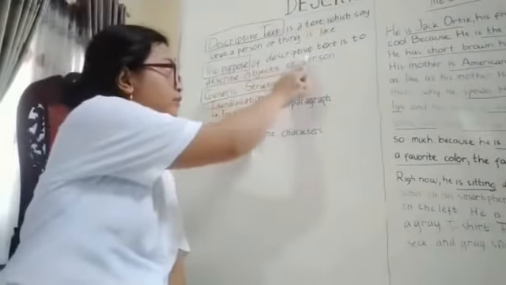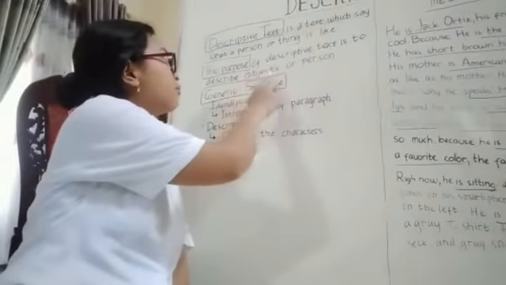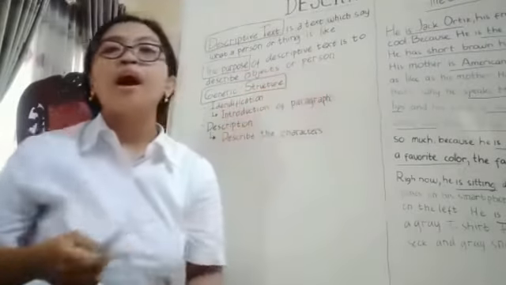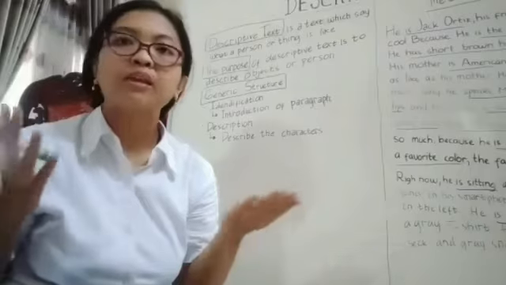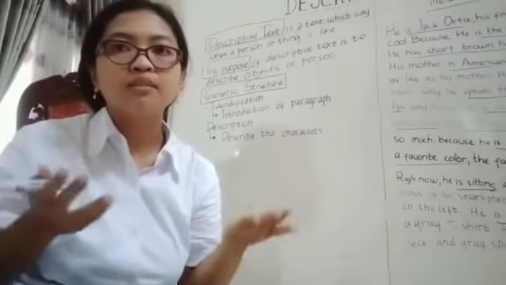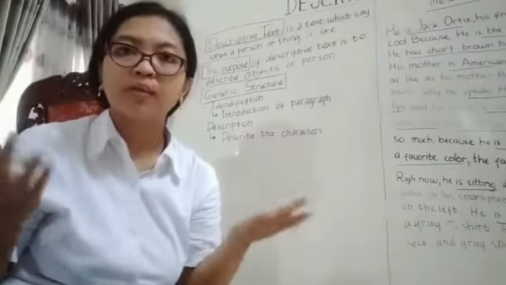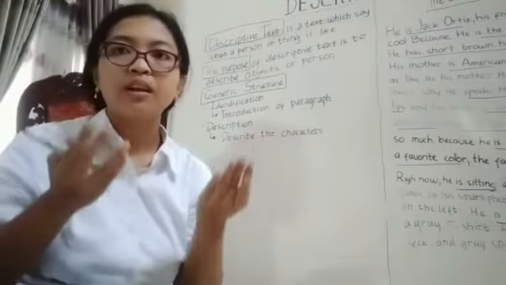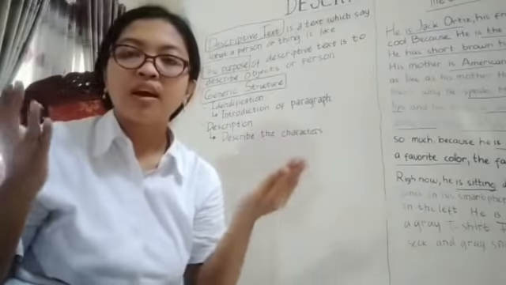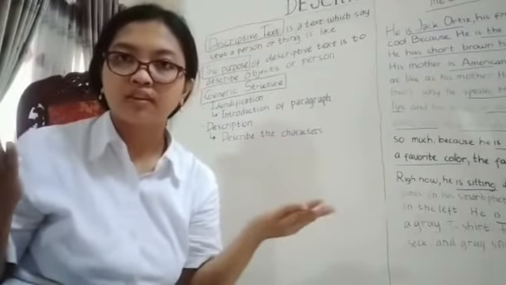The purpose of a descriptive text is to describe an object or person. According to Johnston and Morrow in 1981, the purpose of descriptive text is to describe an object or person in which the reader is interested.